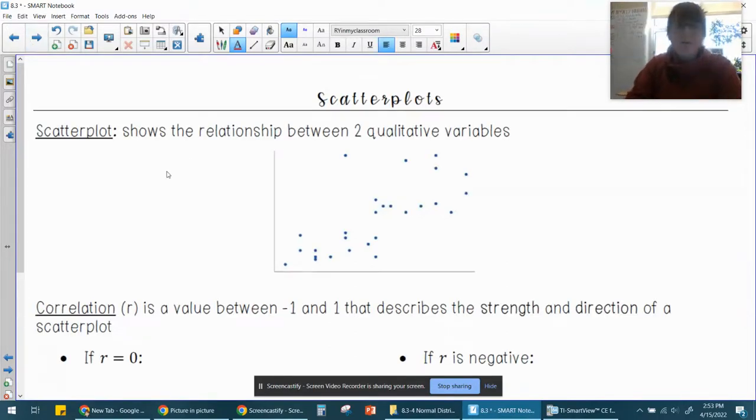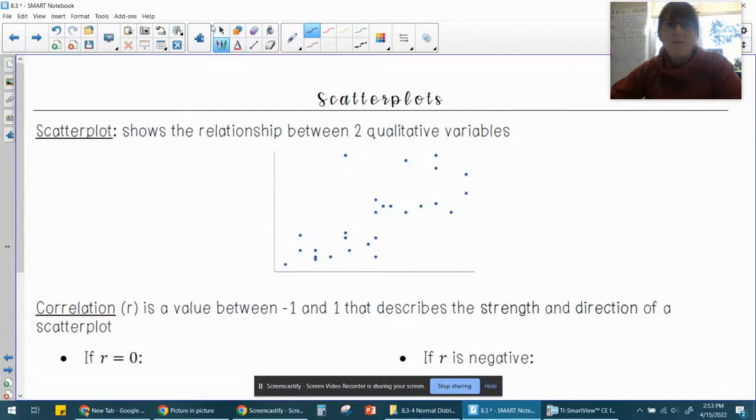Alright, so a scatterplot shows the relationship between two quantitative variables. That could be like age and height, or hours slept and test scores, like we're going to look at, for example, later. So for this scatterplot here, a couple things for you to label.